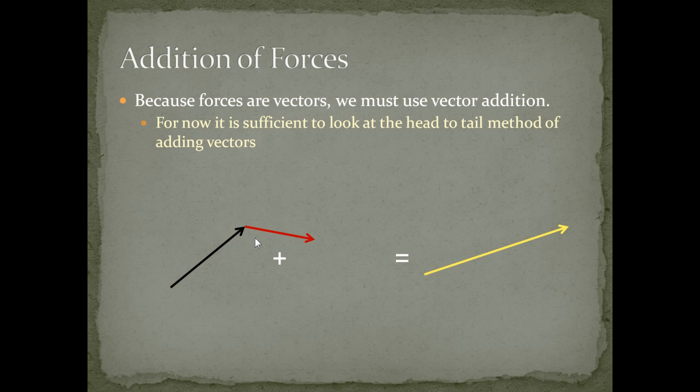Now, whenever I add these two together, my resultant comes out to be this yellow vector, and we can see that whenever I move it over, it's going to go from the tail of the black vector to the head of the red vector, just like that. And so my resultant, or my net force vector, is going to be the yellow vector.